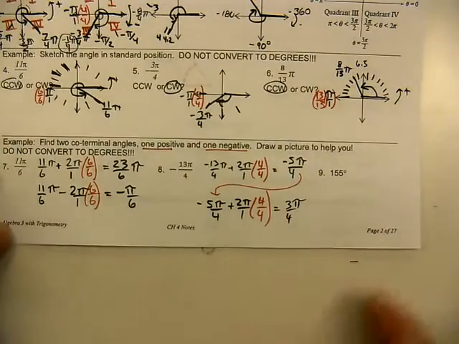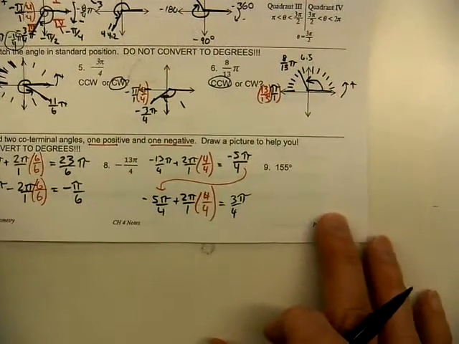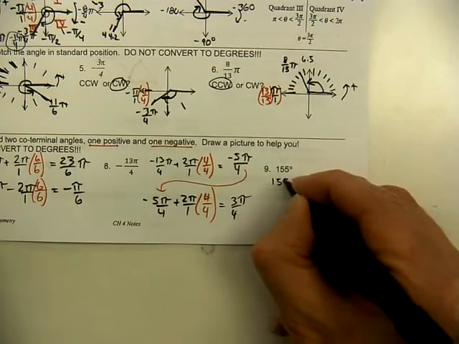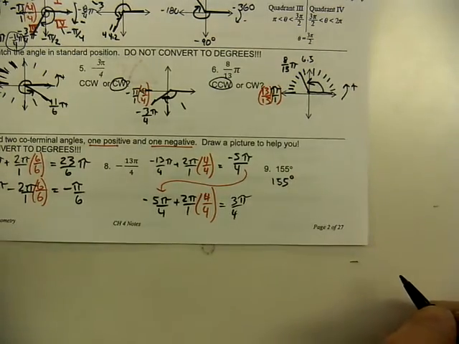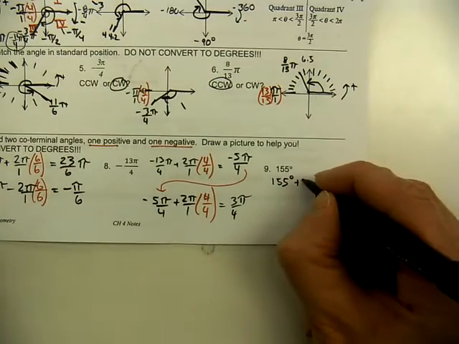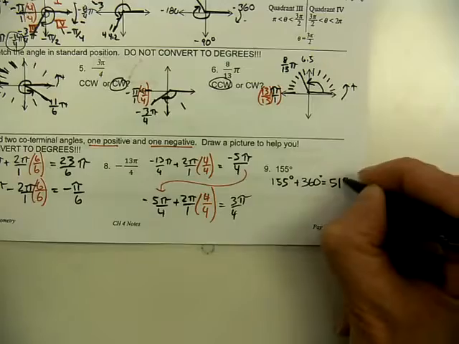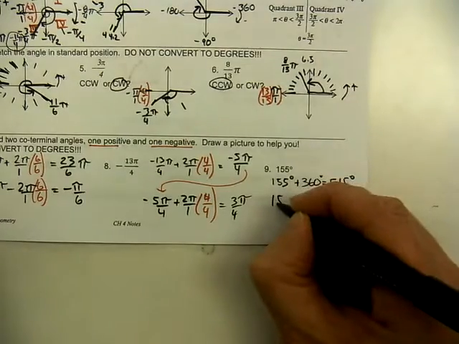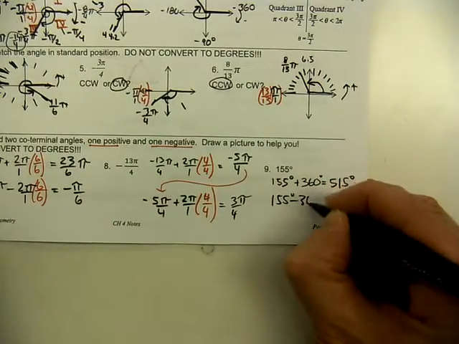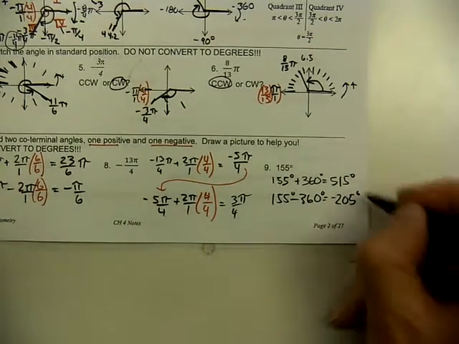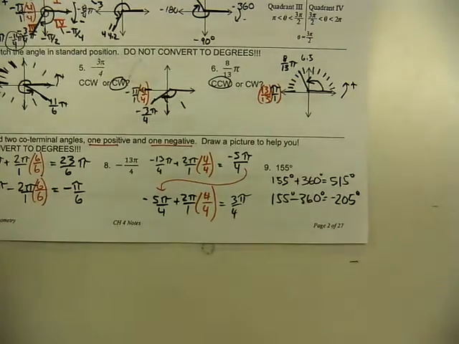So we're good. You can probably handle the one with degrees just fine, but here it is just in case. If you have an angle of 155 degrees, let's give it a rotation of 360. And a little calculator work here gives me a result of 515. If we subtract 360, we get a result of negative 205. So those are the coterminal angles. We found one positive and one negative.